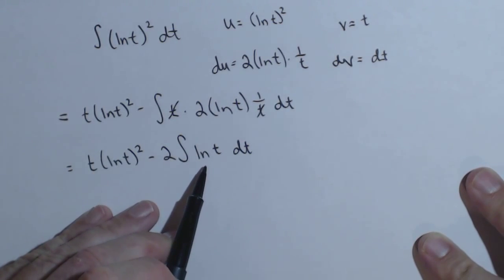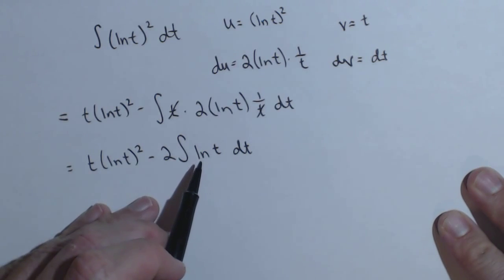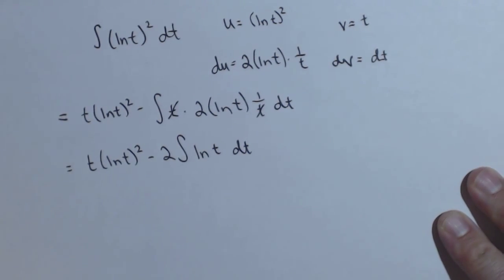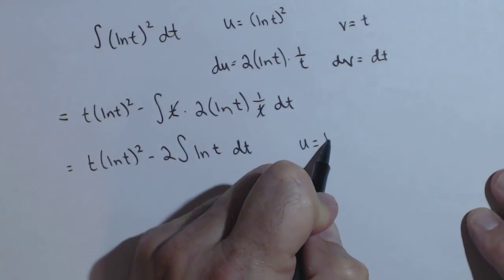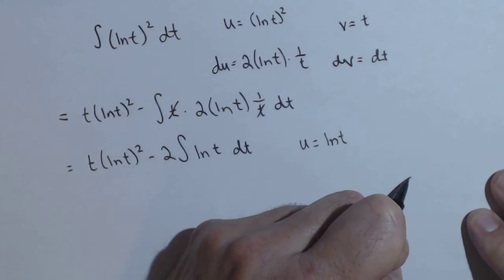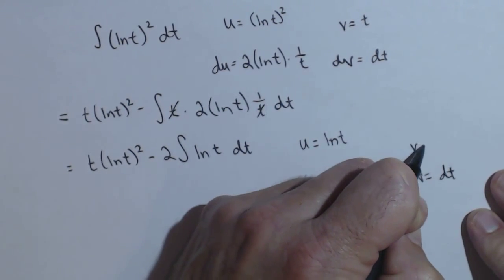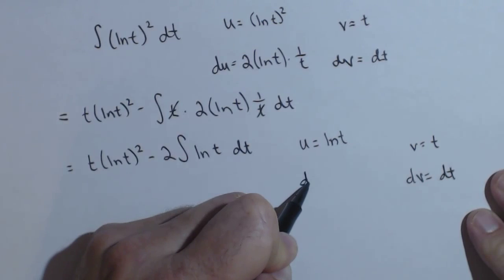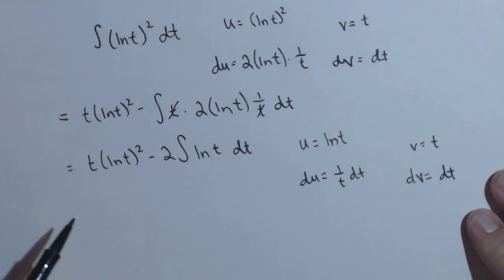Now some people have this one memorized, and there's nothing wrong with that. You do it enough times, and if you know it, that's fine. But let's assume that we don't. It's going to be a very similar integration by parts. We're going to let u be ln of t, dv be dt, then v is just t, and du is just 1 over t dt.